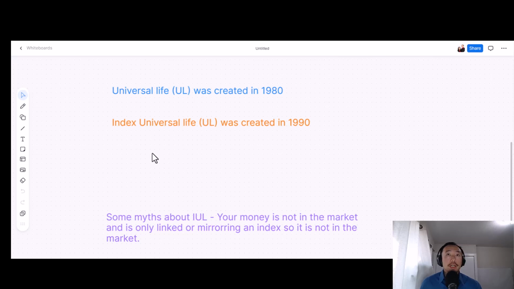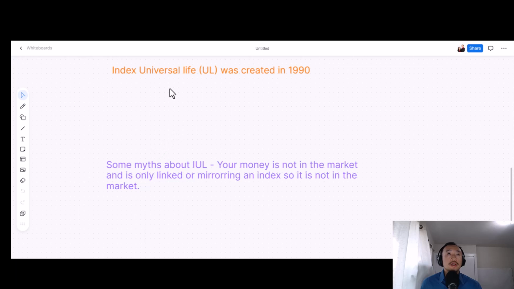One thing I do want to point out is that the cash value growth of an IUL is not in an index mutual fund, but rather linked or mirrored to an index like the S&P 500, which means that your cash value is not actually in the market. The insurance company just uses the rate that the index is linked to, to credit your interest for the cash value at that moment. It's just a myth or a misconception that a lot of agents get wrong. They think that an IUL is actually just inside of an index mutual fund, which is not true.